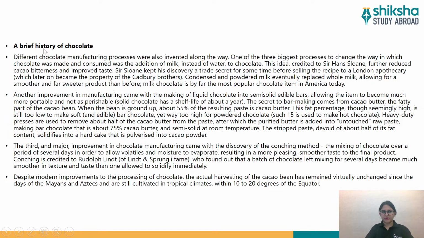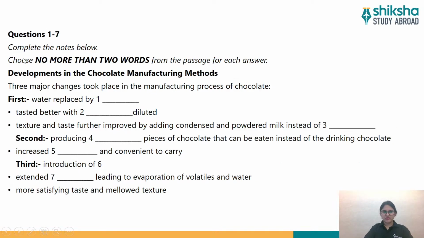Now I have a sample passage again for you for note completion questions. So something like this you will get in the exam as well. Now here the heading is a brief history of chocolate, and there are 4 paragraphs in total. So the questions will look like this. Choose no more than 2 words from the passage for each answer.